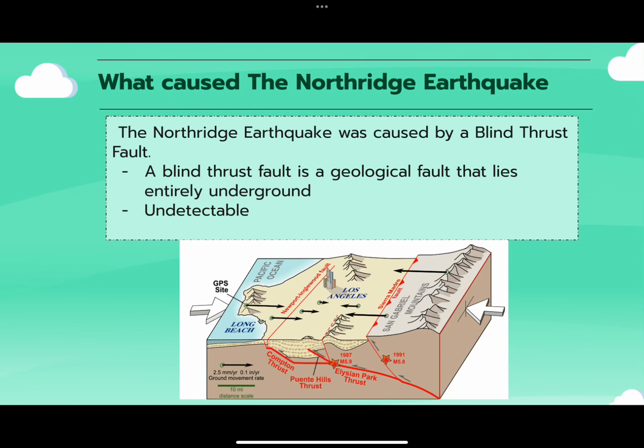The earthquake was caused by a much less common type of earthquake. It was triggered by a blind thrust fault. This is a fault that lies completely underground and was completely undetectable. This was another reason that there was so much damage caused from this earthquake, because the people were so unaware of what was about to happen. There was little to no preparation.